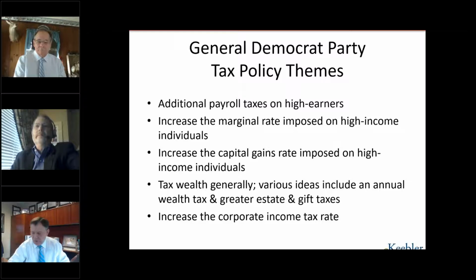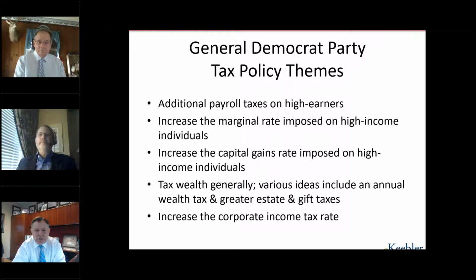Now, the general Democratic policy themes. Remember, we're probably all aware by now that there are 2 Senate races in Georgia. If those both go to the Democrats, the Democratic Party would likely control the White House, the House of Representatives, and the Senate. On the other hand, if those seats split or both go to the Republicans, you will have a Republican-controlled Senate.